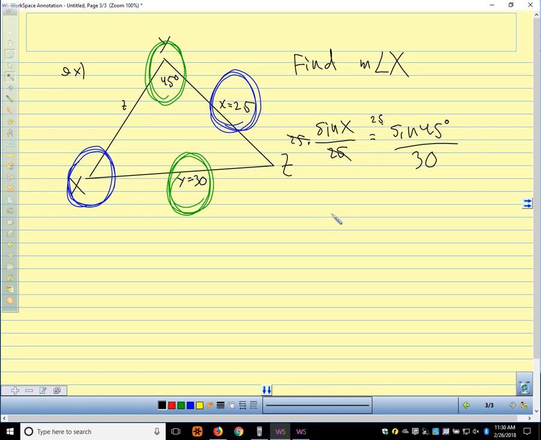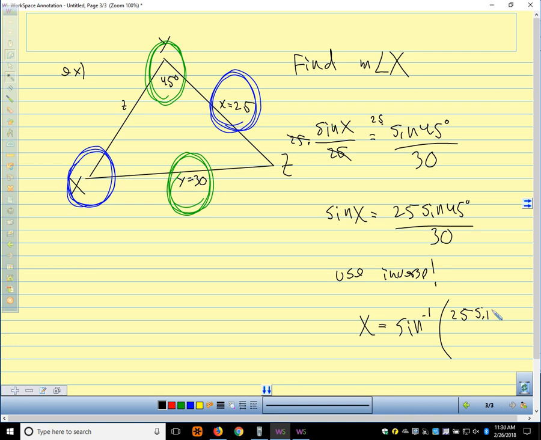And those go away. I get the sine of X equals 25 sine 45 over 30. Now I'm looking for an angle. When we're looking for an angle, what do we have to use? We have to use the inverse. Nice. So we're going to use the inverse. So x is going to be the inverse sine of this whole big thing, 25 sine 45 over 30.